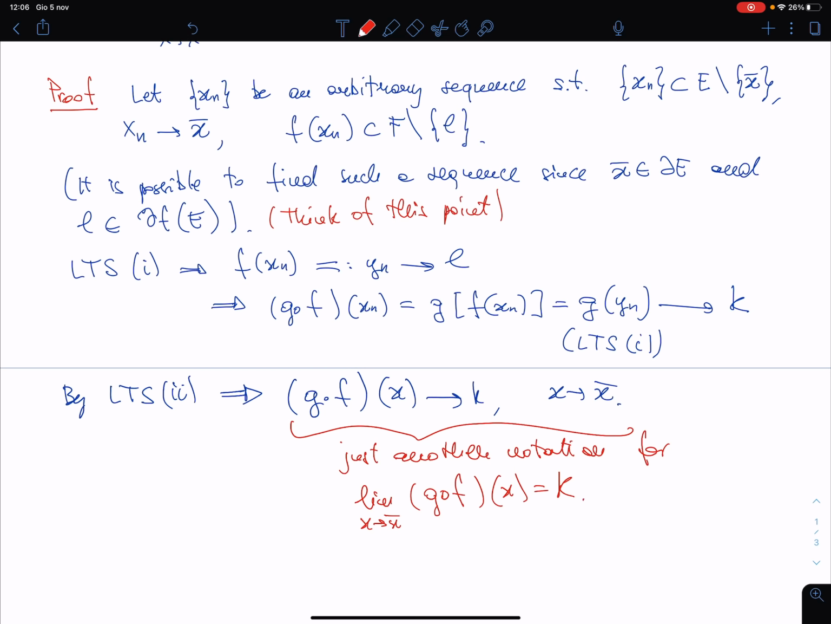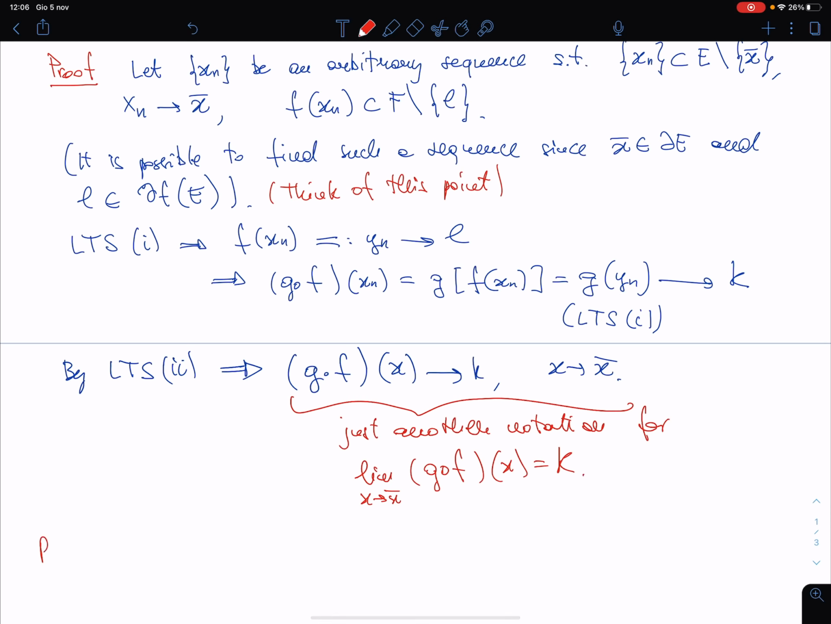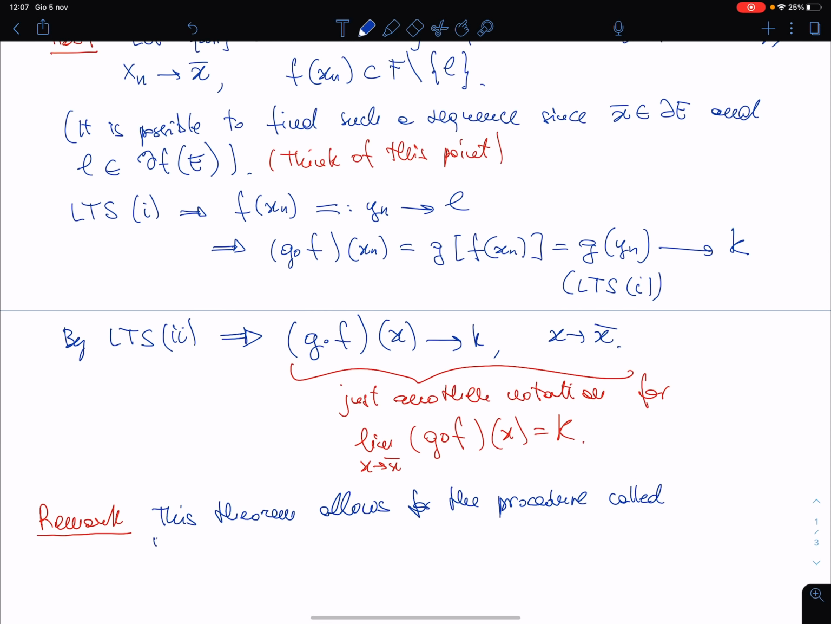So why is this theorem important? This is the remark I want to offer you here. This theorem is important because it allows us the procedure, which is well known and well loved by students, called change of variable, which is very useful in computing limits.